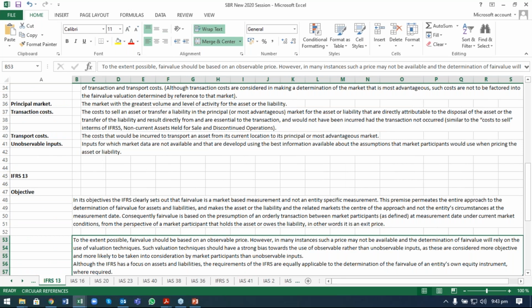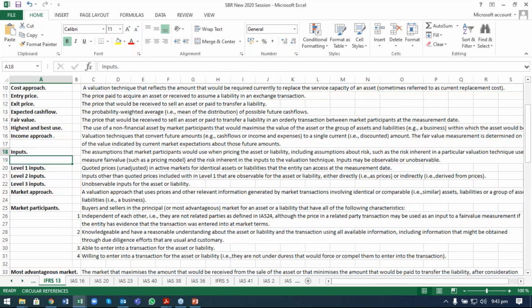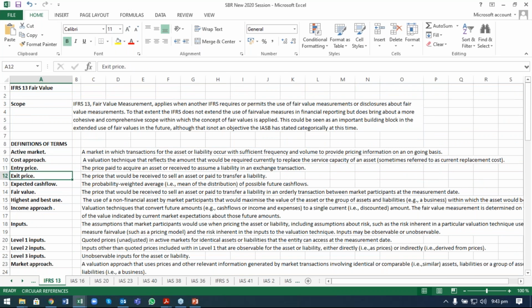But I believe it's always an exit price. Fair value is not an entry price. It's always an exit price. This is the exit price. Okay. Entry price is the price paid to acquire an asset or received to assume a liability in exchange. So that's an entry price, and the other one is an exit price.